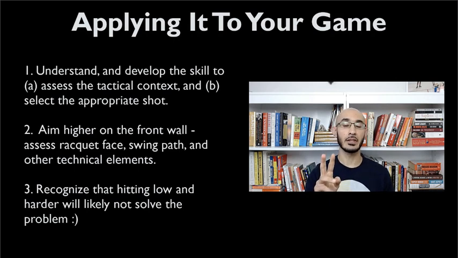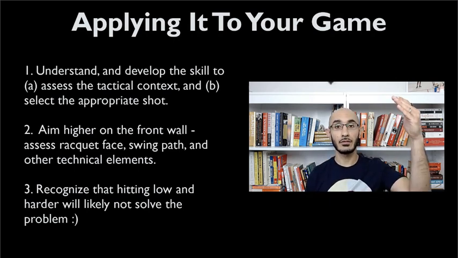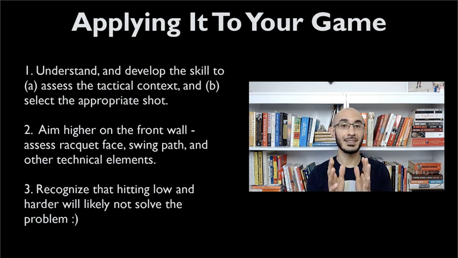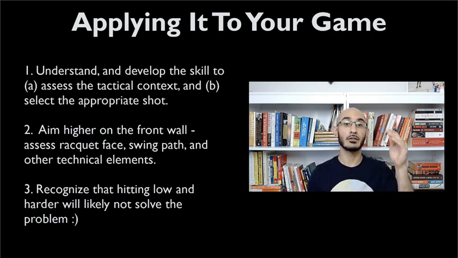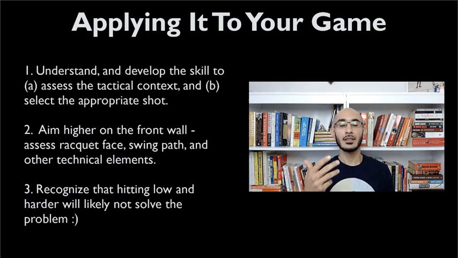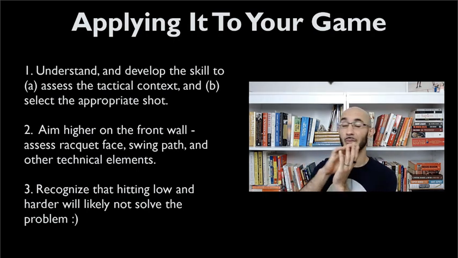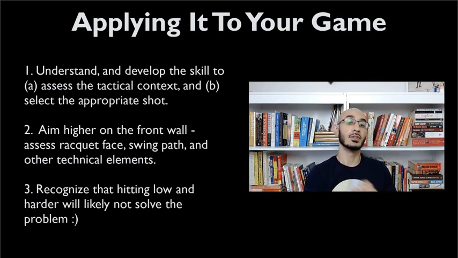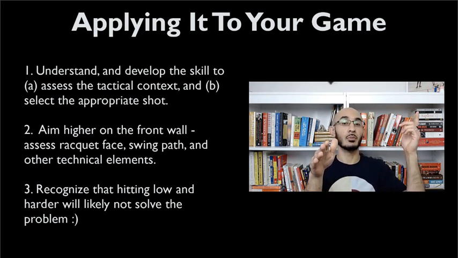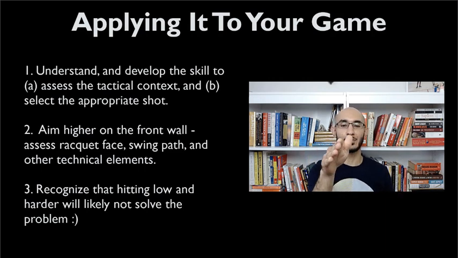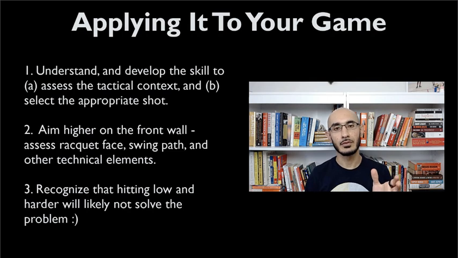The second point here is just aim higher on the front wall. You have to, however, assess certain technical aspects. So some people will aim higher on the front wall, but they'll do it with this little flick. Well, if you do a little flick, unless you're under tremendous pressure in the back of the court, you want to have a little bit more of a follow through so you can actually guide the ball. If you're used to hitting with a closed racket face, it's almost impossible to hit high on the front wall. It is impossible because the ball is going down when you hit with a closed racket face. So you have to be aware of some of these sorts of things.